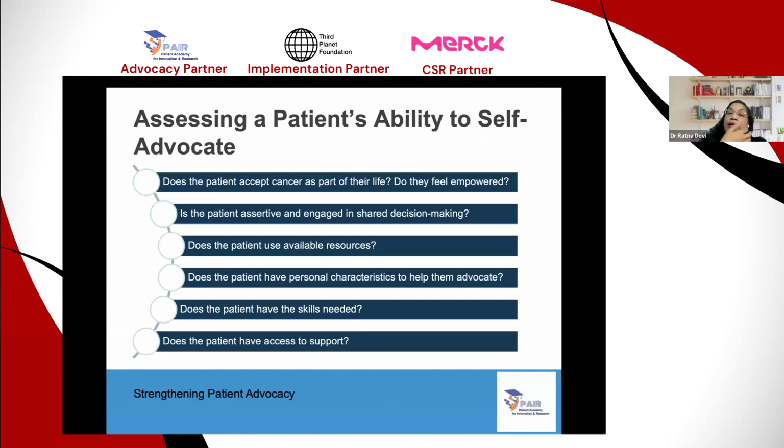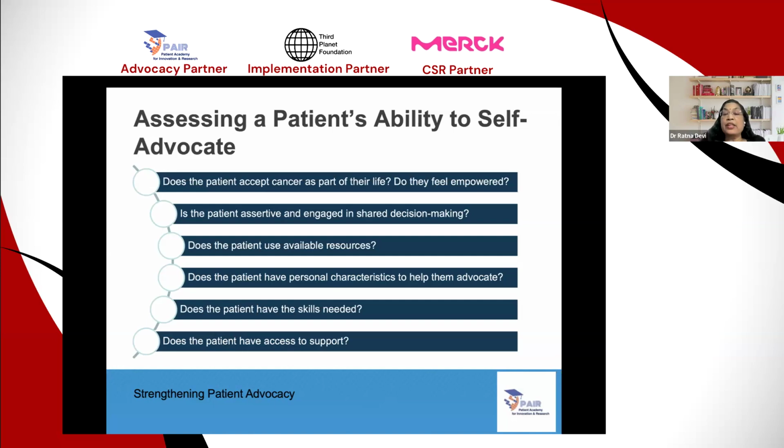So how does one assess a patient's ability to self-advocate? This is a short questionnaire. Does the patient accept cancer as part of their life? Do they feel empowered or do they feel defeated? Do they feel that everything has come to an end and that they are going to die, or do they have hope in their life? Is the patient assertive and engaged in shared decision making? Are they able to communicate? Are they shy, or are they able to come out and talk in a group?